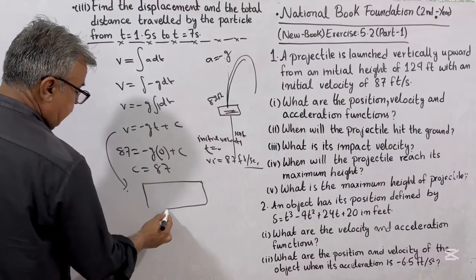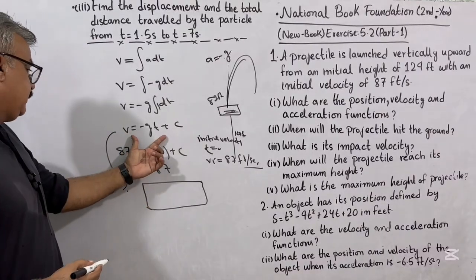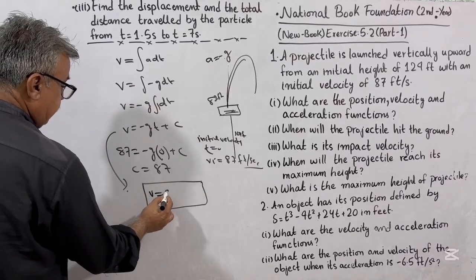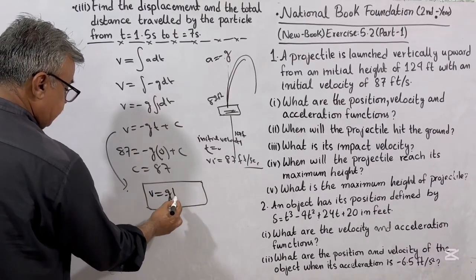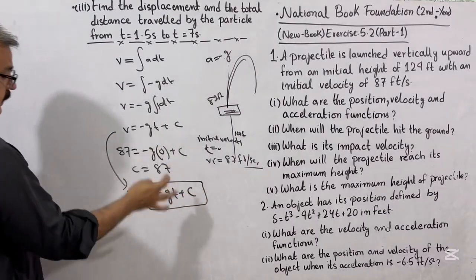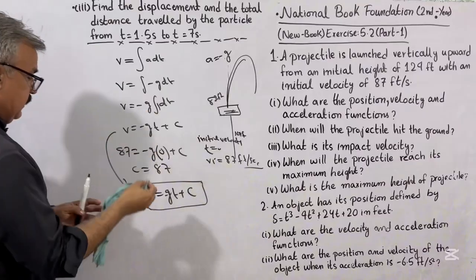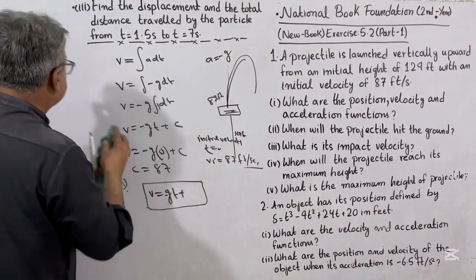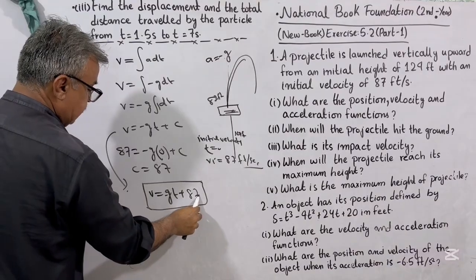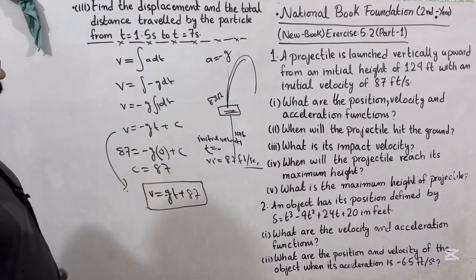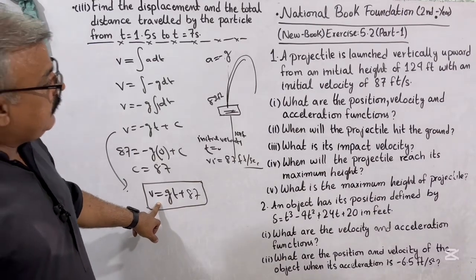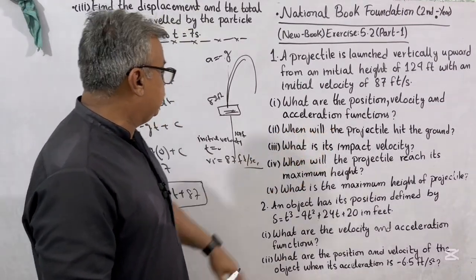Plug in the value of c here. Just keep on refining the equation, make it a definite equation having less ambiguous constants. Negative gt plus c; instead of c, we switch over to 87 that we have just found. So v equals negative gt plus 87. Okay, cool. Now that is the velocity function. Then we are asked position, velocity, and acceleration.